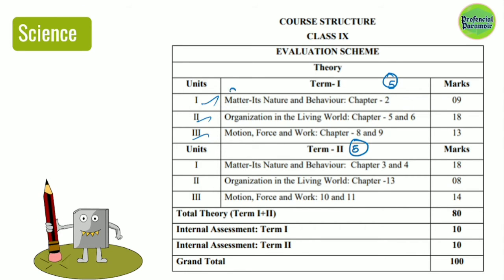So the first unit is chemistry, the second unit is biology, and the third unit is physics. For chemistry, we are having 9 marks in term 1, biology is 18 marks in term 1, physics is 13 marks in term 1. Whereas in term 2, chemistry is 18 marks, biology is 8 marks, and physics is 14 marks. In term 2, the chemistry unit carries the highest marks, and in term 1, biology carries the highest marks.